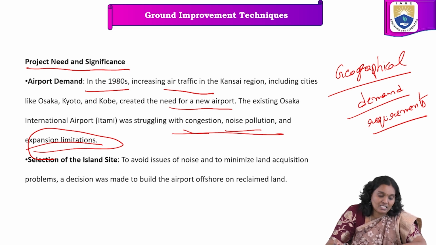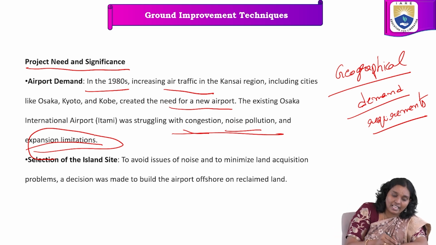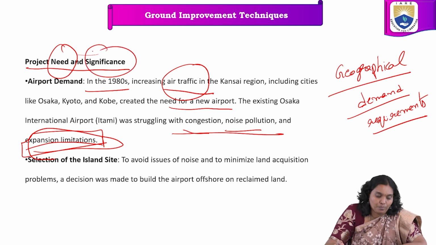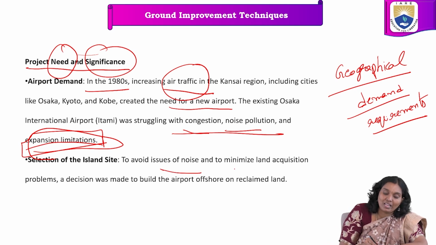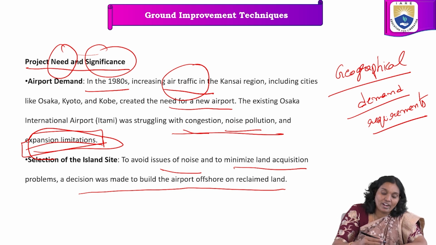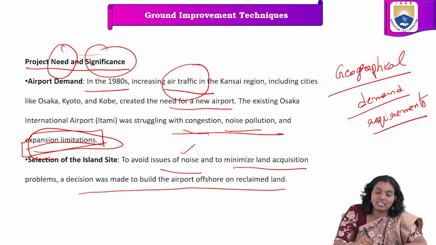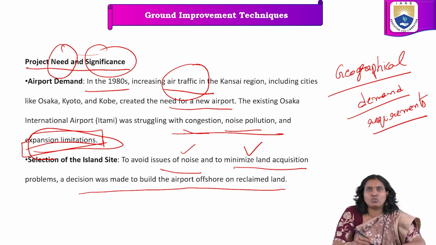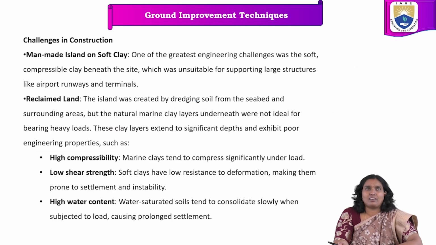So here is what we understand. The expansion limitations are also there because of this air traffic. This is one of the needs and significance of the particular project. So here, the selection of the island site: to avoid issues of noise and to minimize land acquisition problems, a decision was made to build the airport offshore, on reclaimed land.